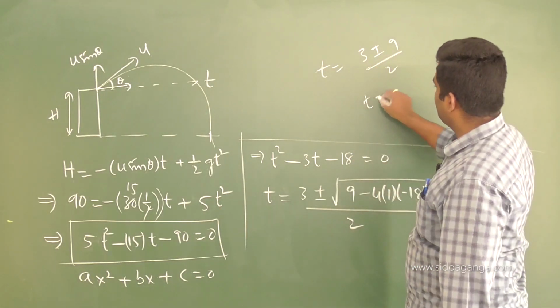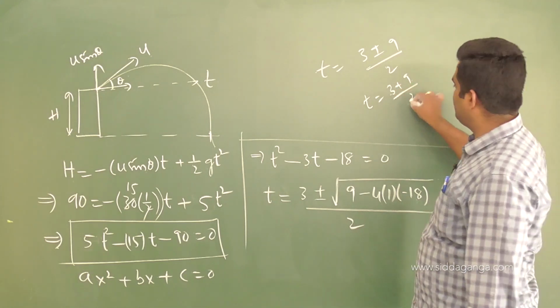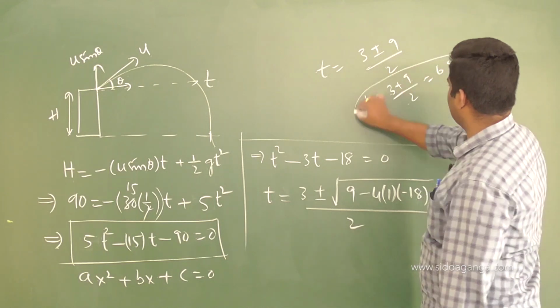So the final answer should be equal to what? 3 plus 9 by 2. How much? 12 by 2. That is 6 seconds. This is the time taken.